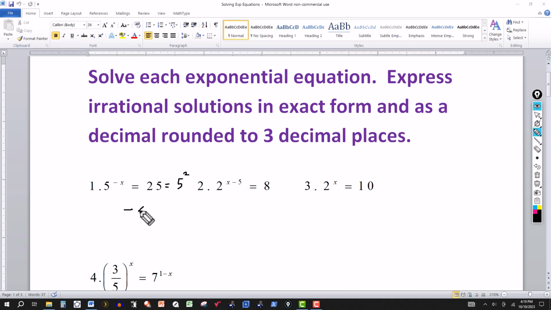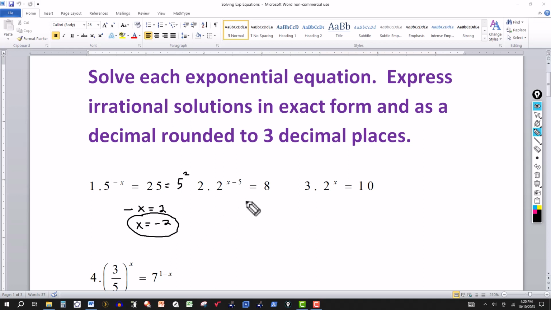So negative x has to equal 2. Multiply through by a negative tells me that x has to be negative 2. You put a negative 2 where the x is, and you get a negative in front there. That gives me a positive 2. 5 squared equals 25. You can easily check it. So that's the exact solution there.